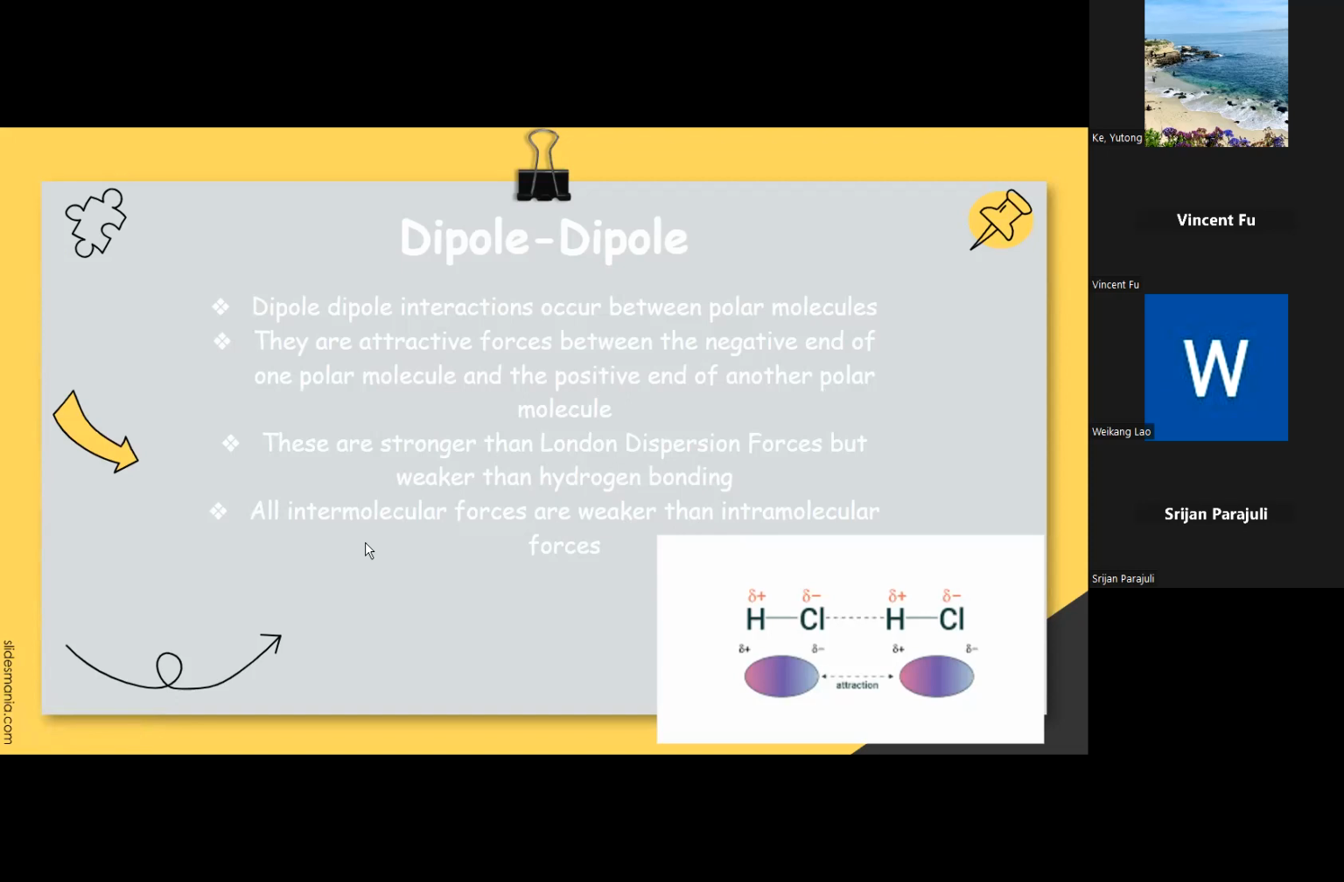I think that's probably in the wrong spot, but I should have mentioned earlier that all intermolecular forces are weaker than intramolecular forces. And in the bottom right corner, you can see an example of dipole-dipole. Hydrogen chloride is a polar molecule, and the hydrogen part of it is positively charged, while the chlorine is negatively charged. So there would be attraction between the negatively charged chlorine and the positively charged hydrogen between the molecules.